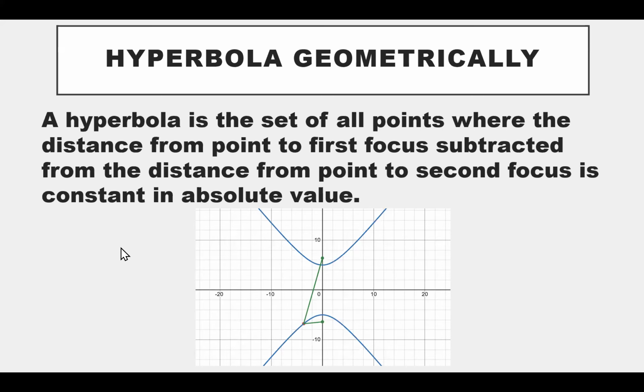Now, mostly we deal with the algebraic properties and the algebraic features of the hyperbola, but a hyperbola is a really interesting geometric shape as well. Technically, a hyperbola is the set of all points where the distance from point to the first focus subtracted from the distance from point to the second focus is constant in absolute value. So let's take a look at what that means.